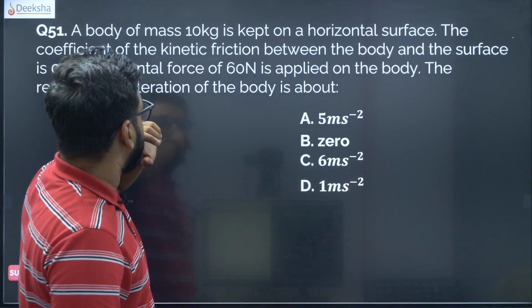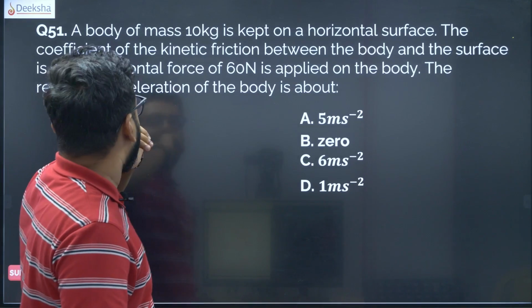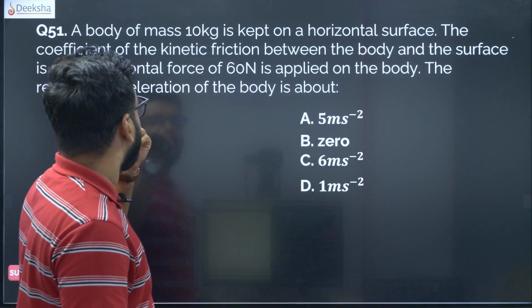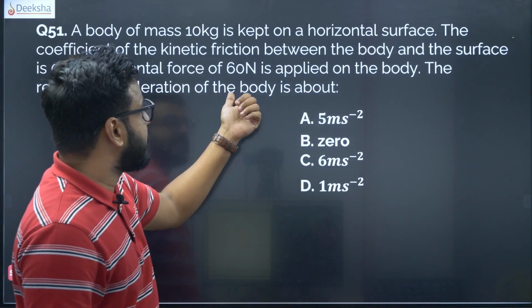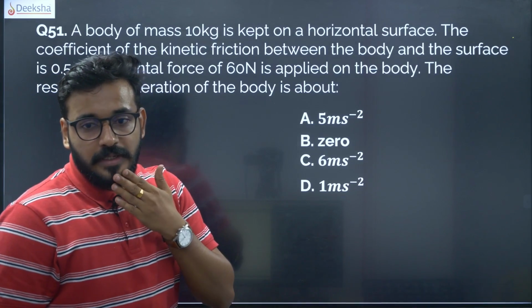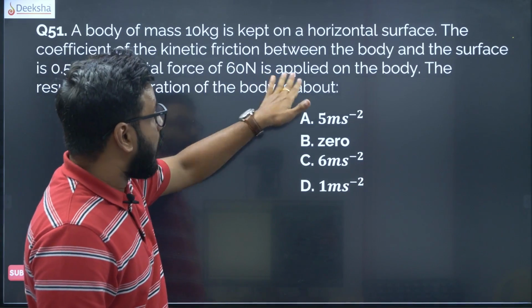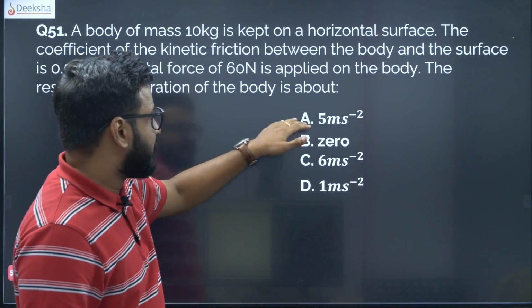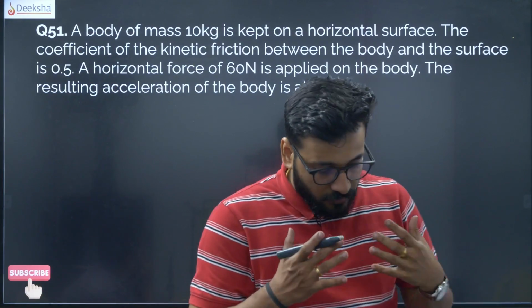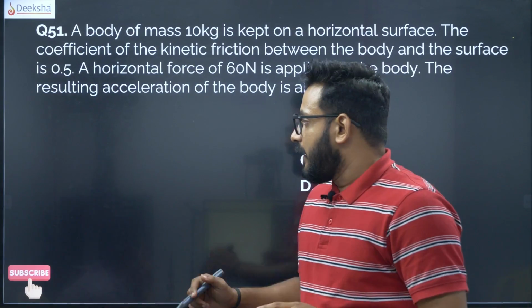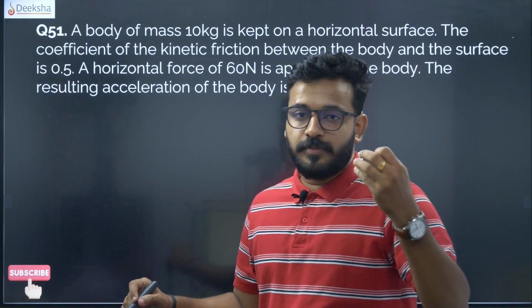The coefficient of kinetic friction between the body and the surface is 0.5. A horizontal force of 60 newton is applied on the body. The resulting acceleration is... Now we are talking about the resultant force. The resultant force is the applied force minus the frictional force.